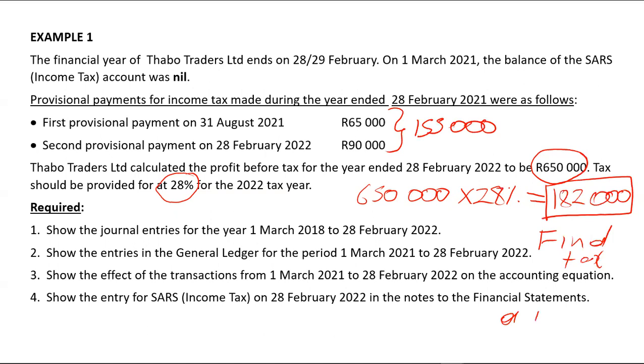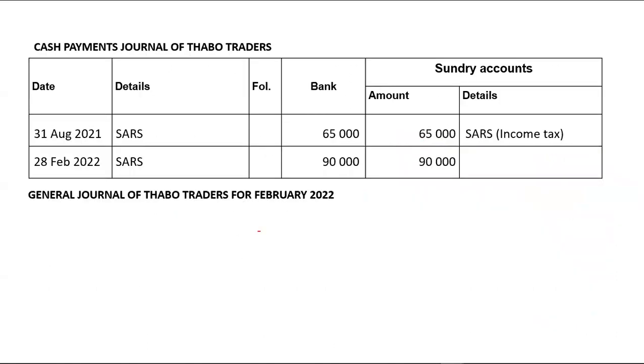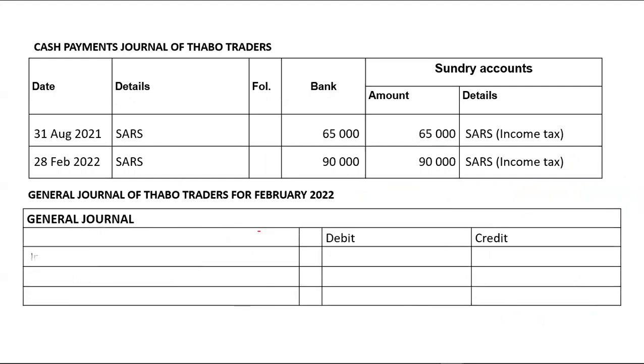What are we going to do with that amount, the final tax amount? We will simply record it in the general journal. The final tax amount will be recorded in the general journal. We will debit the SARS income tax. We will debit income tax because that is our expense. So you will simply go to the general journal, debit income tax because that is our tax expense, and then credit your SARS income tax by 182,000.